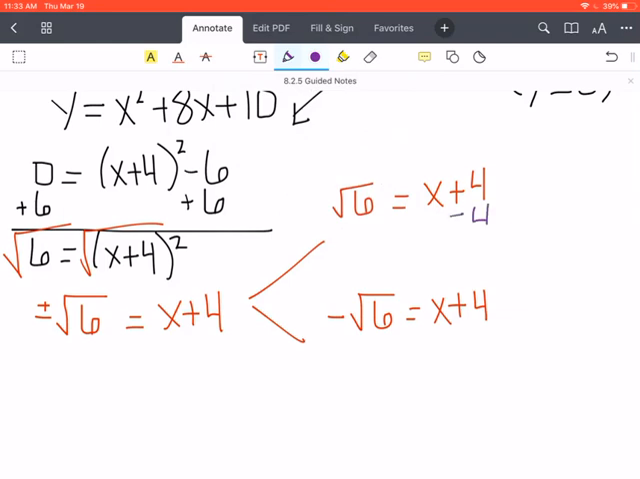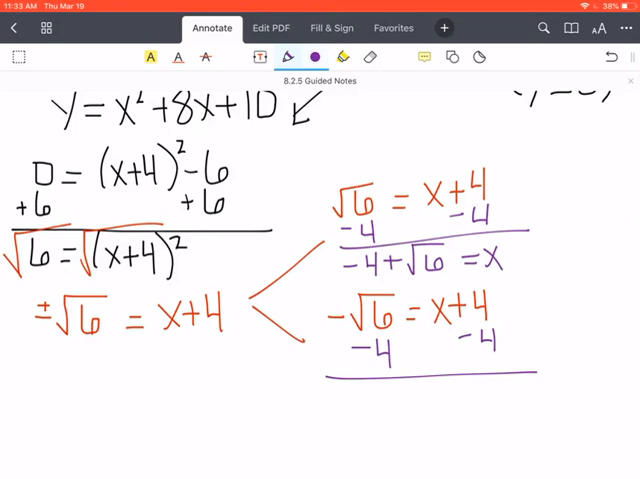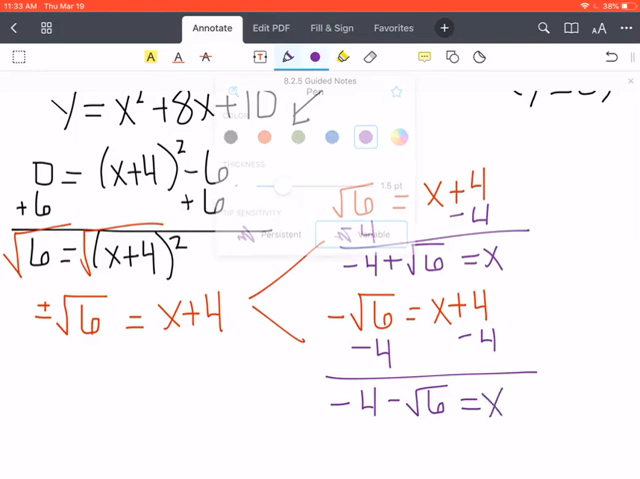So we are going to subtract 4 from both sides, and we see that we get, now we're not going to do 6 minus 4 because we cannot break into the square root. Rather, we are going to write it as negative 4 plus the root of 6 equals x. And then down here in the second case, again we're subtracting 4, but how is that going to look? It's going to say negative 4 minus the square root of 6 equals x. These are what we call our exact solutions.